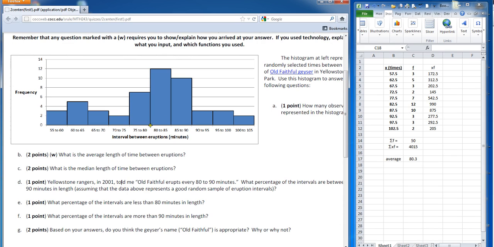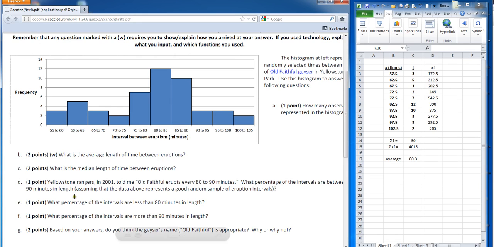Well, here's 80 right here, and here's 90 right here. So there are 12 at 80 to 85, and there are 10, which gives me altogether a 22. That's 22 total out of 50 observations, which percentage-wise is the same as 44 out of 100. So the answer to that one's going to be 44% of the time. 44% of the time, we land between 80 and 90, as per the Yellowstone Ranger.